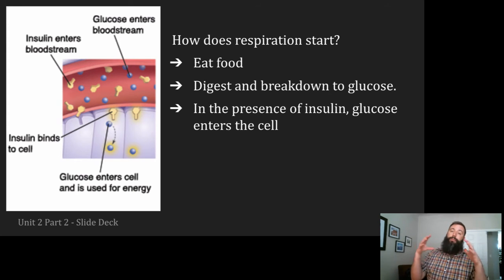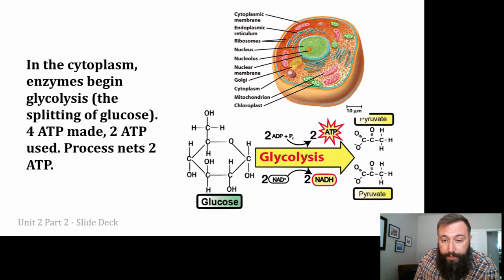Now, the glucose, it's too big to just dissolve past the cellular membrane. It doesn't work like that. So the glucose has to enter our cells through glucose transport proteins. And they're closed normally. So in the presence of insulin, these protein channels will open up and glucose will enter into our cells, where the very first step of cell respiration occurs. That very first step, it happens in the cytoplasm of our cells, plant and animal cells.